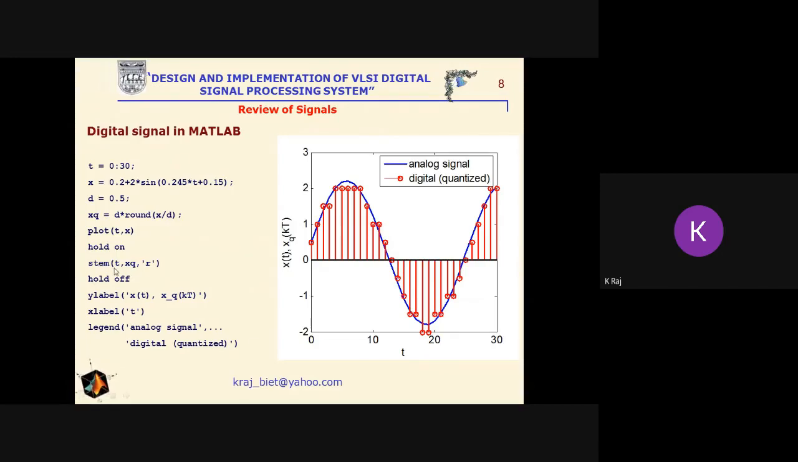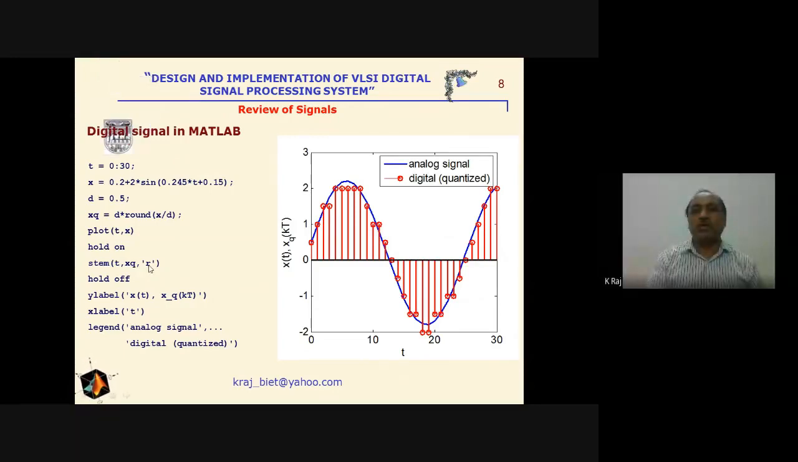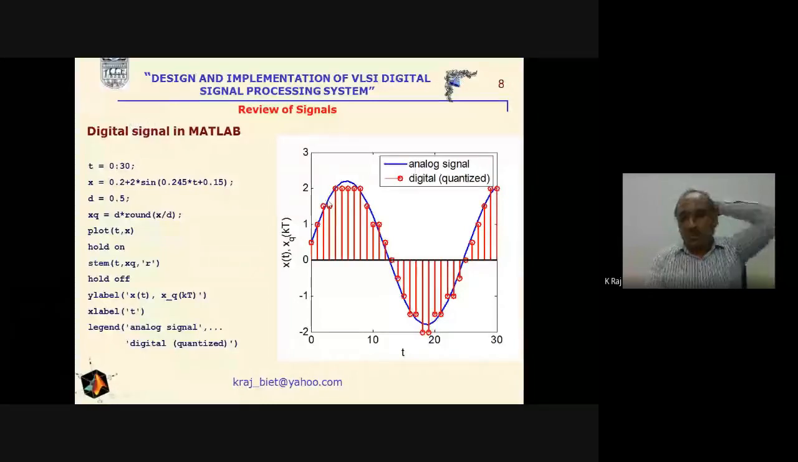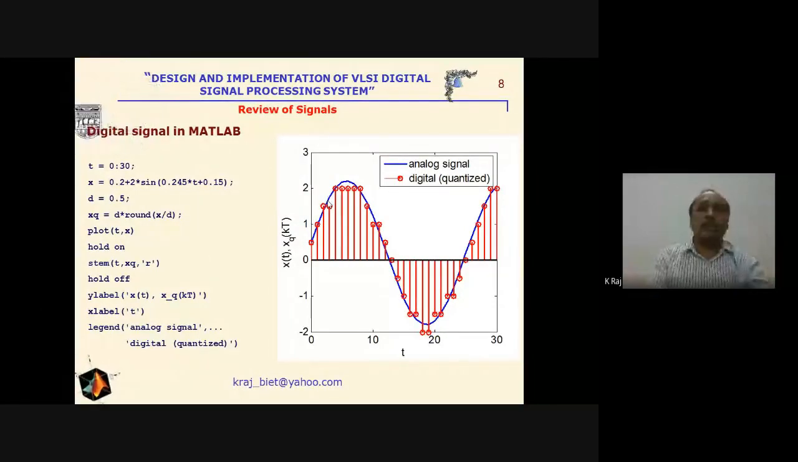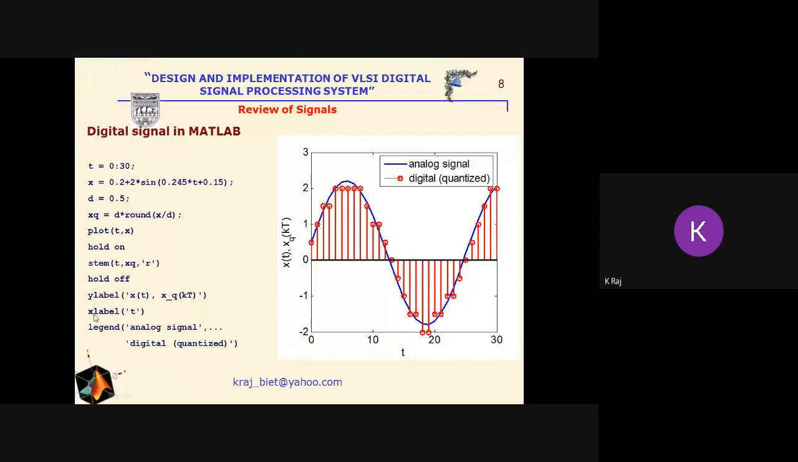Then we will generate the stem function, the discrete time function of t, x cube, which will be represented in red color. This is the line specifier. For the first one there is no need to specify any color, or we can say that we have not specified the line specifier, so by default it will select blue color. After the hold, we will write what has to be written on the y label, what has to be written on the x label, and what the legends are. In the legend, we are writing the two signals.